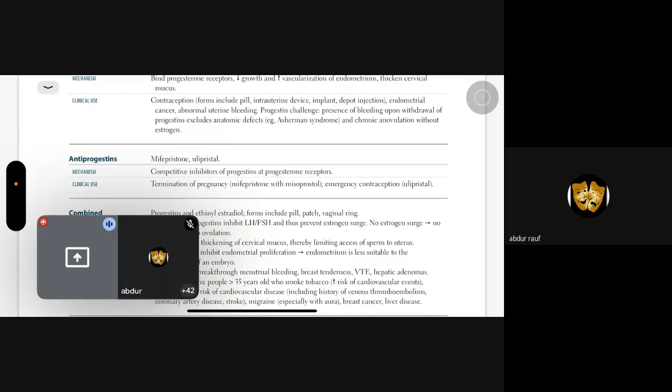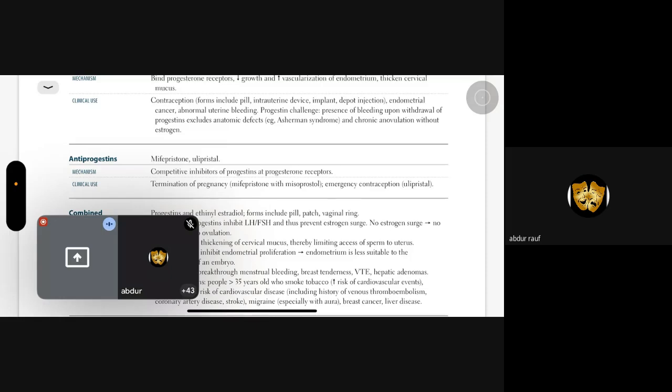So before the sixth day, if we want to terminate the pregnancy, then it will be any kind of emergency contraception, because before the sixth day, implantation has not occurred completely. So we can give any kind of emergency contraception. Emergency contraception is the thing that is given after unprotected sex before day five. And if you give that after day five, then it will be needed for the termination of pregnancy.